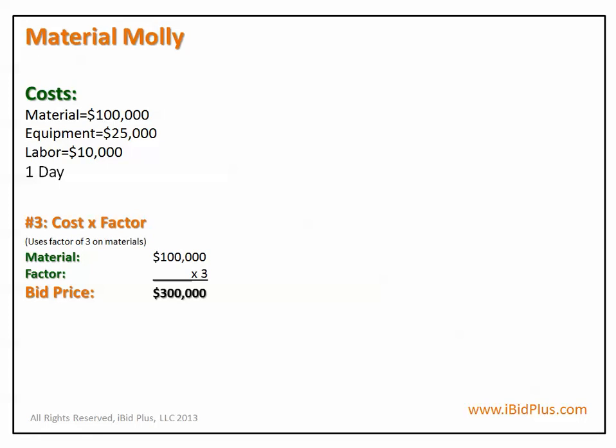We're going to compare two jobs. We're going to go back to Material Molly, where there's material costs of $100,000, equipment costs at $25,000, and labor at $10,000. This job is expected to take 1 day. Using method 3 from our previous example, the company uses a factor of 3 on materials. Therefore, materials are estimated to be $100,000. So to compute the bid price, the company simply uses their cost times a factor method, which is 3. $100,000 times their factor of 3 equals $300,000 for their bid price.